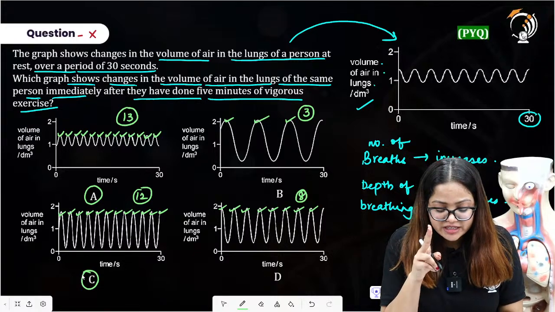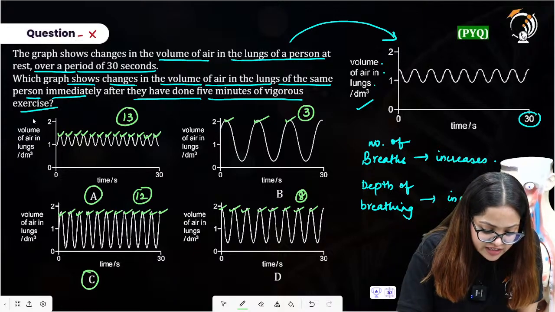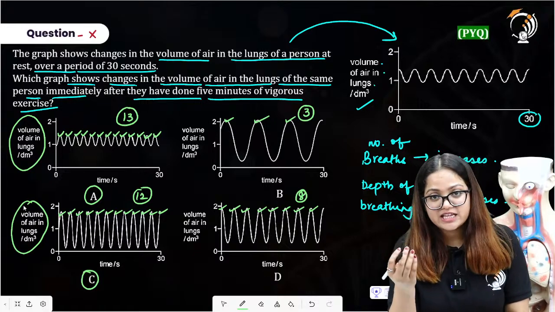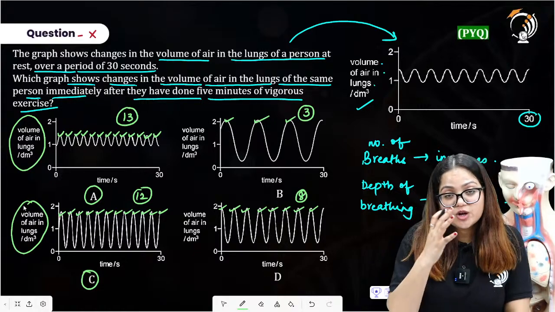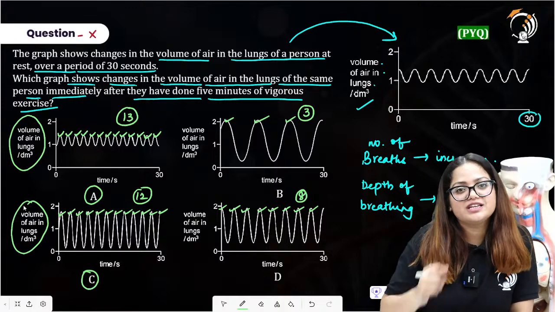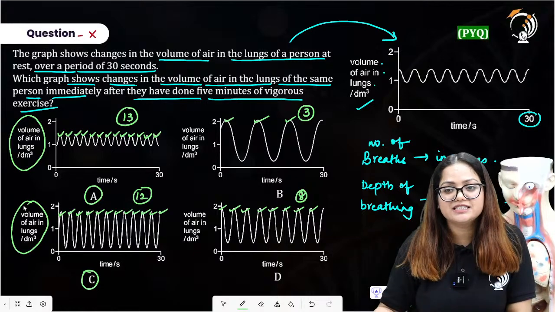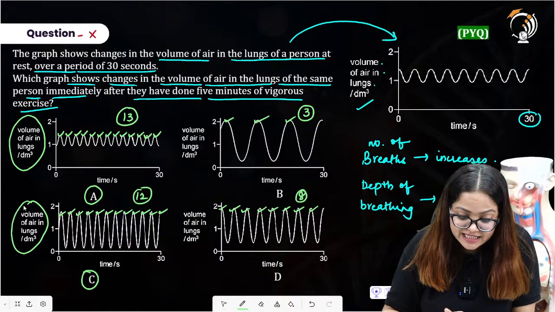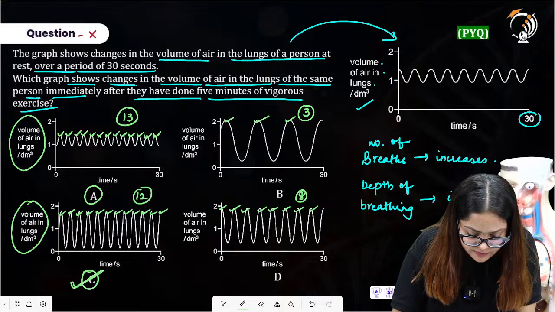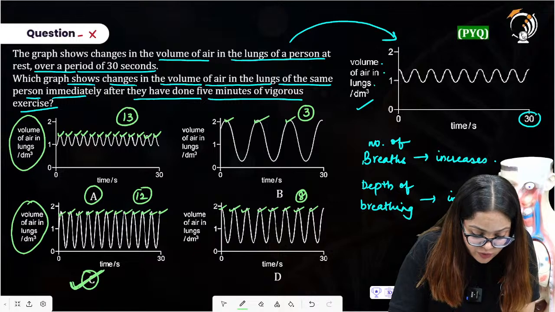Now the second point that needs to be remembered is that the depth of breathing also increases. How can you relate that? On the y-axis, the volume of air is represented. As you perform exercise, the volume of air also increases, and you can relate volume of air with depth of breathing. Depth of breathing increases, volume of air increases. Understood? So as the volume of air increases, it is telling us that the depth of breathing also increases. This should be option number C, since it has higher volume of air in lungs.